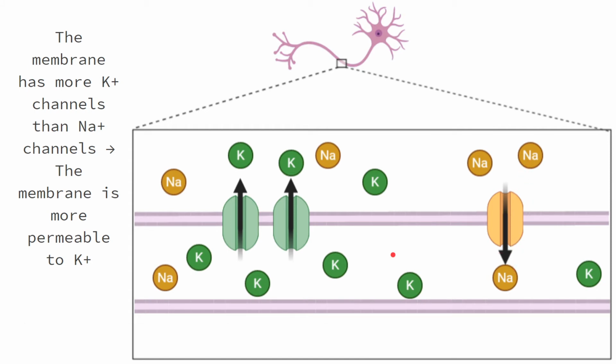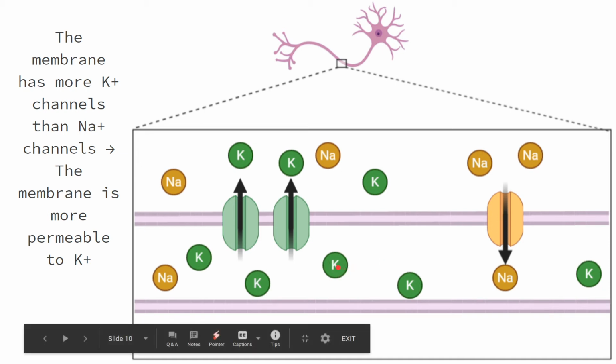Let's think about how this could be affecting its potential or its electrical charge. Sodium has a positive charge, and potassium has a positive charge. So as potassium leaves, the inside would become more negative. If a positive thing leaves, the inside is becoming more negative. Sodium, also positive, comes in. So when sodium comes in, it makes the inside a little bit less negative. So we can think: potassium leaves, it gets super negative; sodium comes back in, it gets a little bit less negative.